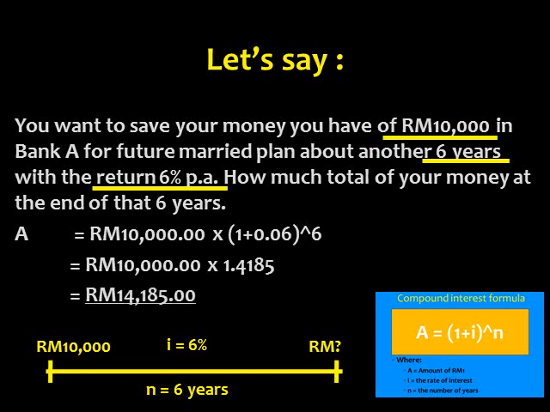So what is the answer? The total amount of money that you will have after 6 years is 14,185 ringgit. This means that with the return of 6%, you will get about 4,000 plus in earnings. So this is what the amount of 1 ringgit means.